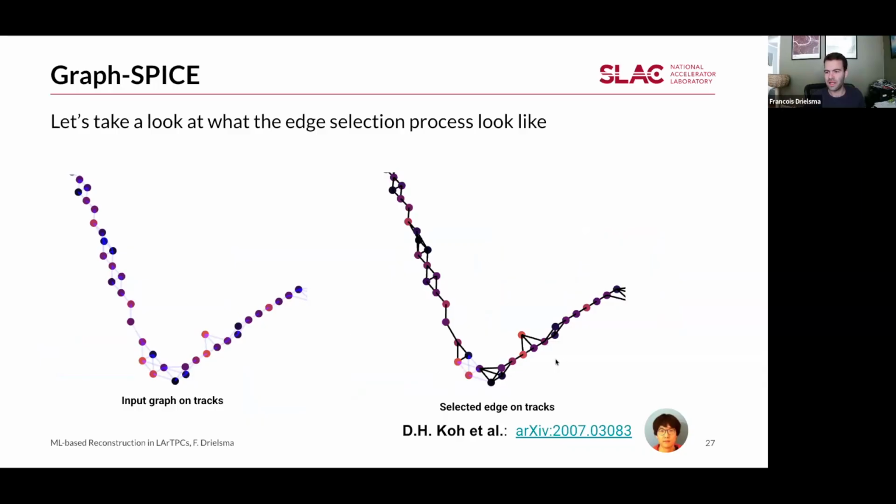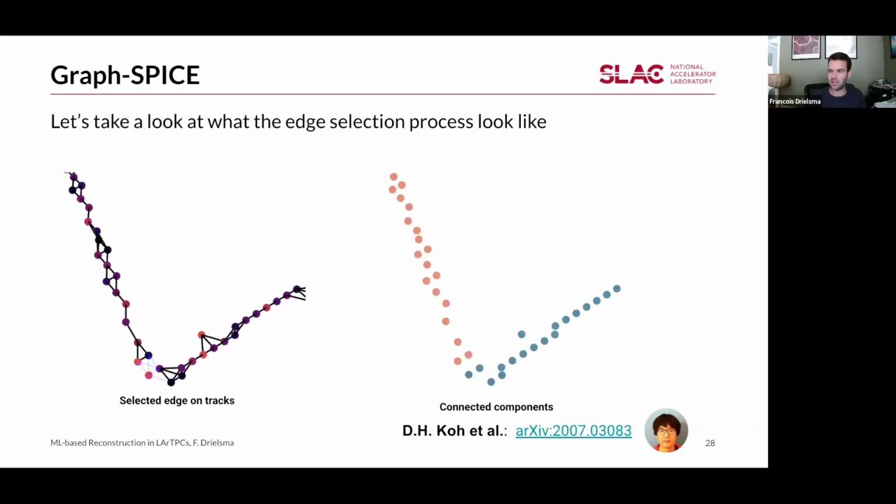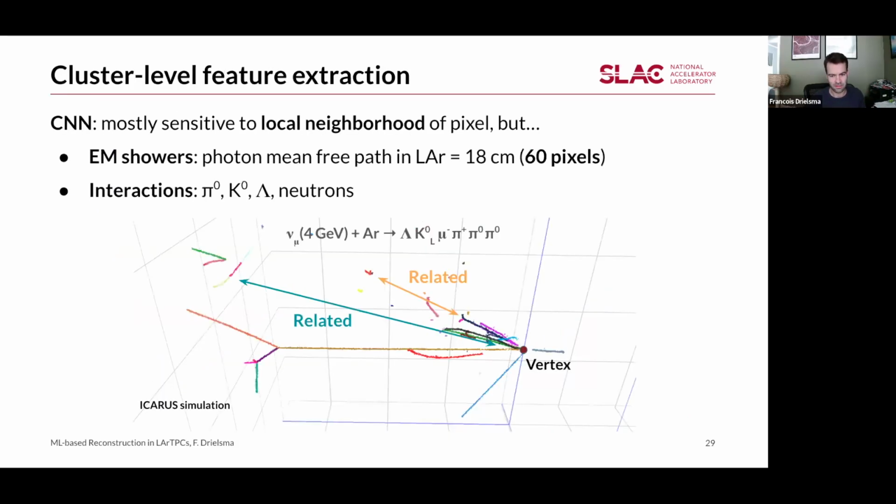On the right-hand side, the black edges are the edges that the neural network has selected as being legitimate, so basically as connecting points that belong to the same instance. And so if you use connected component clustering, which is basically saying if you have two pixels that are connected by at least one edge, you put them in the same instance, then you can see that this is a way of extracting particle fragments, so separating these two track instances at the vertex.